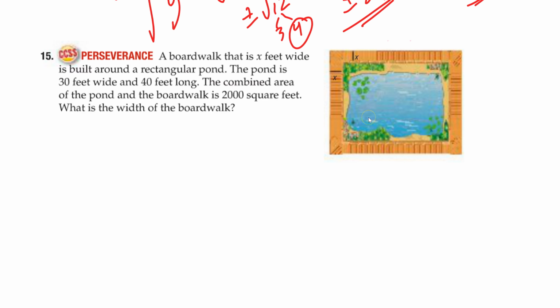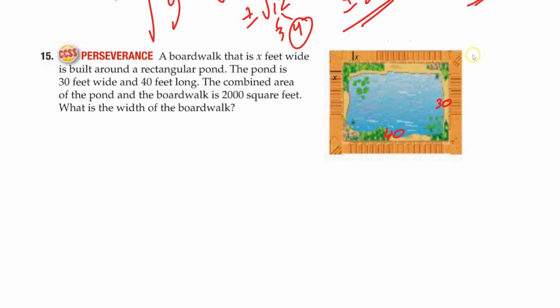Let's do an application problem or two. Let's see this in boardwalk. Let's set this one up, but we won't solve all the way. So the pond is 30 feet wide and 40 feet long. The combined area of the pond and the boardwalk is 2,000 square feet.